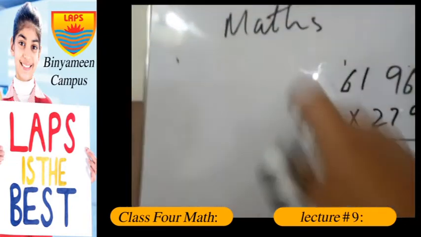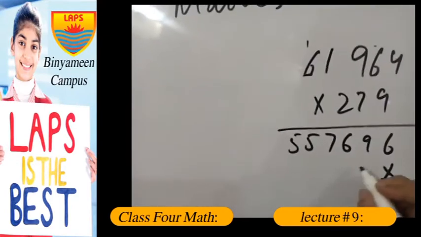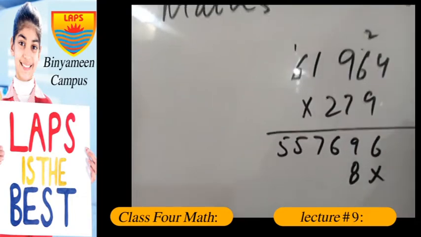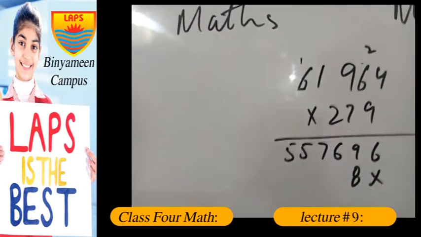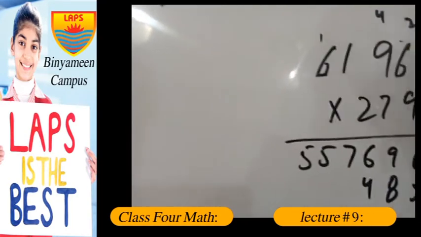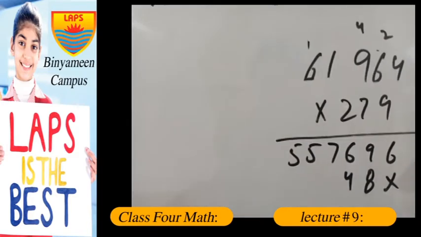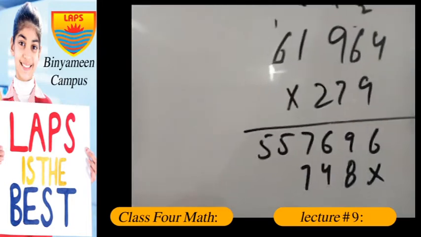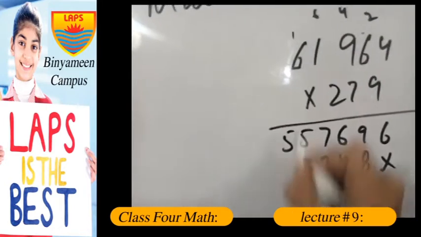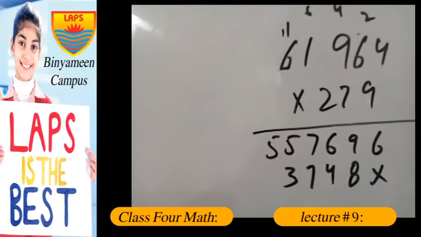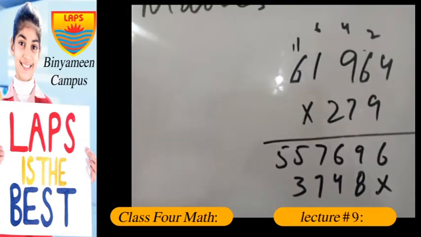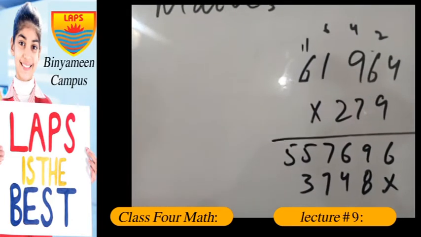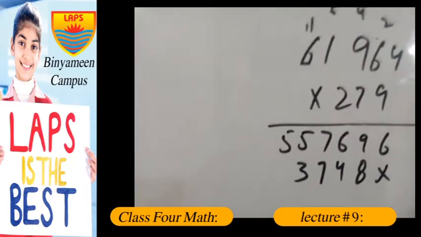Because we are now multiplying the 7, which is on the tens place, we have to place a cross here. 7 fours are 28, 2 will be carried here. 7 sixes are 42, 42 and 2 makes 44, 4 will be carried here. 7 nines are 63 and 4 makes 67, 6 will be carried here. 7 ones are 7 and 6 makes 13, 1 carry, and 7 sixes are 42, 42 and 1, 43.